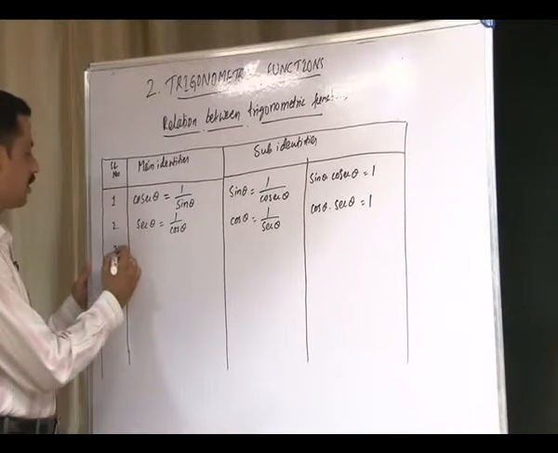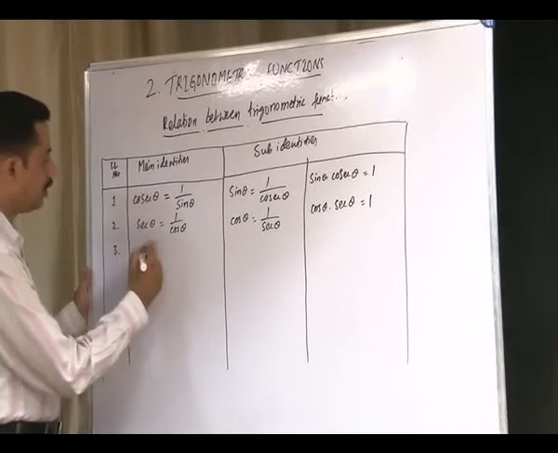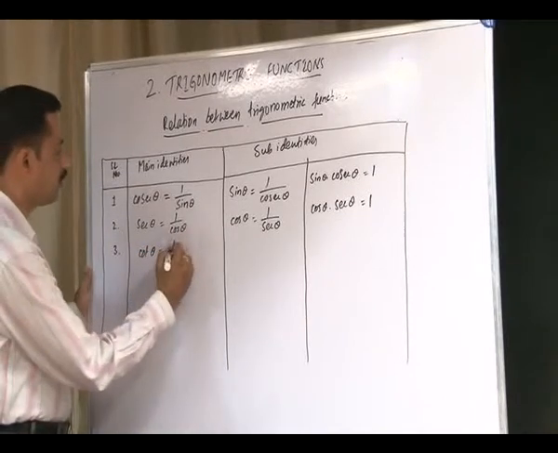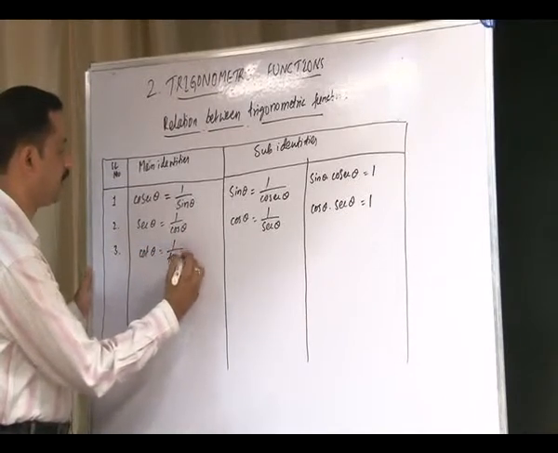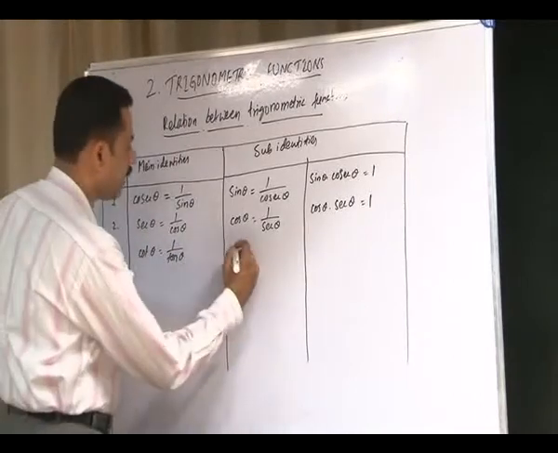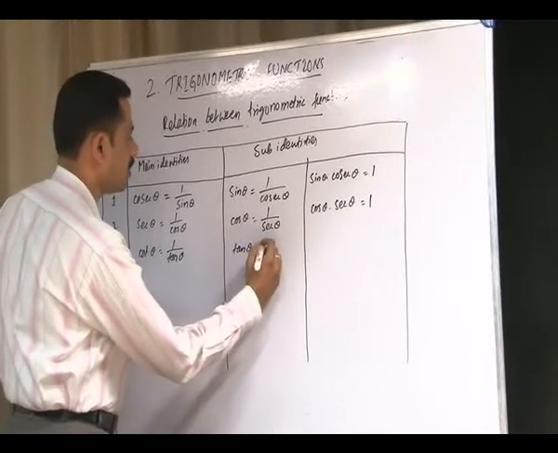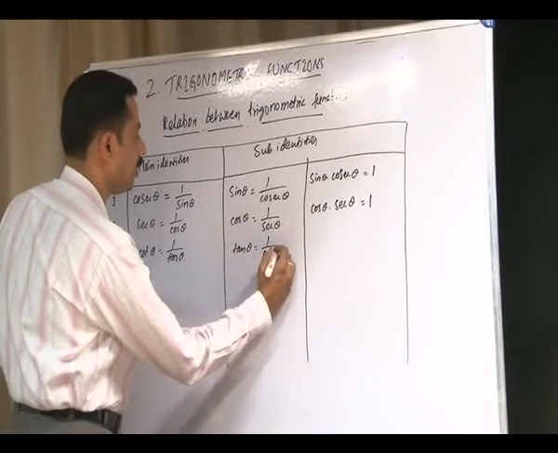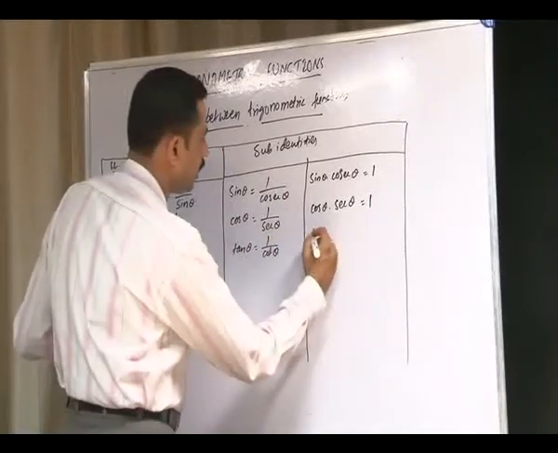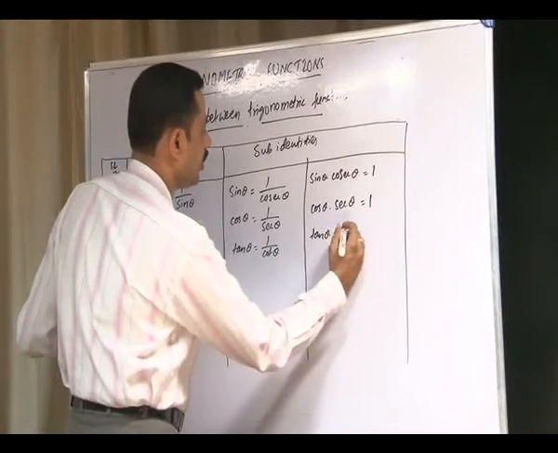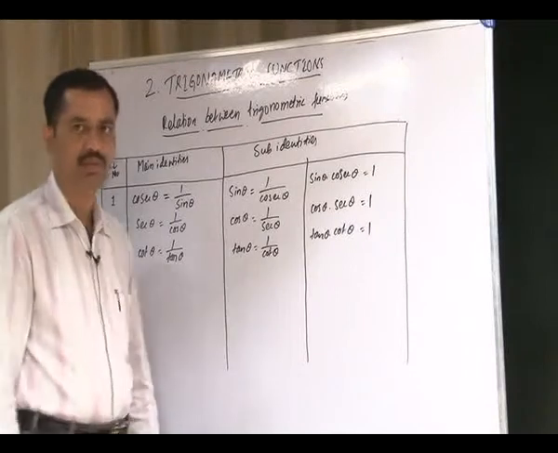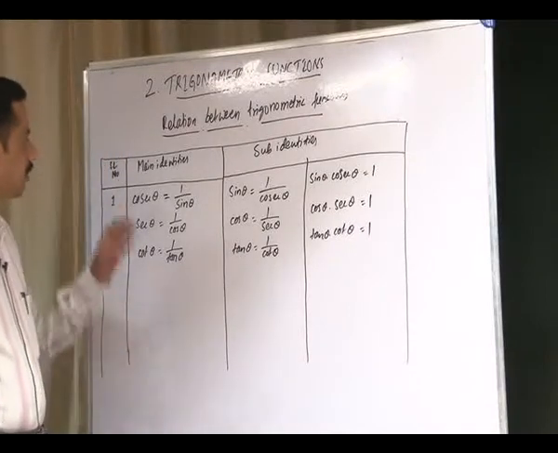Then the third one, I will write cot theta. Cot theta is equal to 1 over tan theta, that is the reciprocal of tan theta gives cot theta, or you can write tan theta is equal to 1 over cot theta, or you can write tan theta into cot theta is equal to 1. So these are the first three relations.